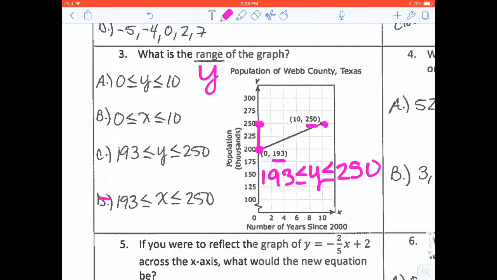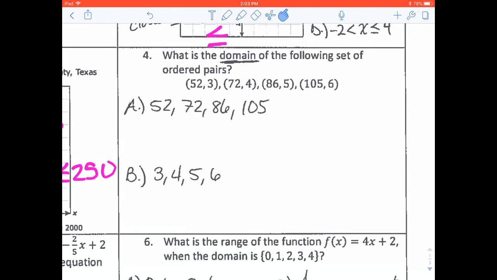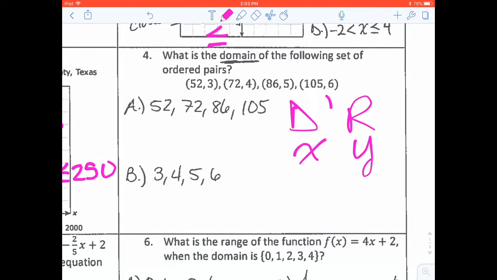Question 4. What is domain? So if I go back to Dr. XY, the question is asking what is domain? What are the X values? Well, here are my X values. My answer is A.